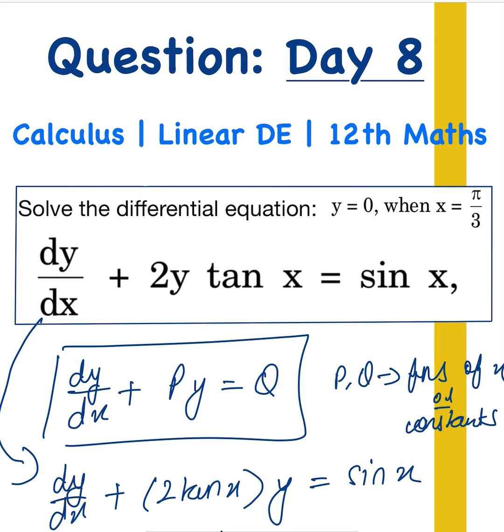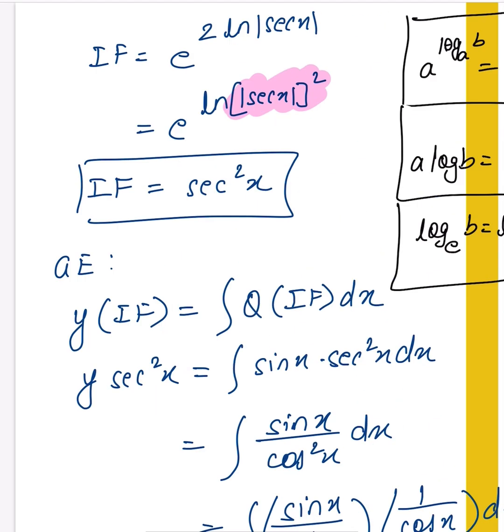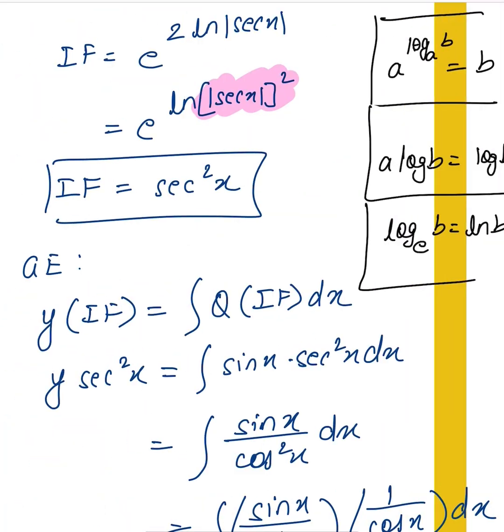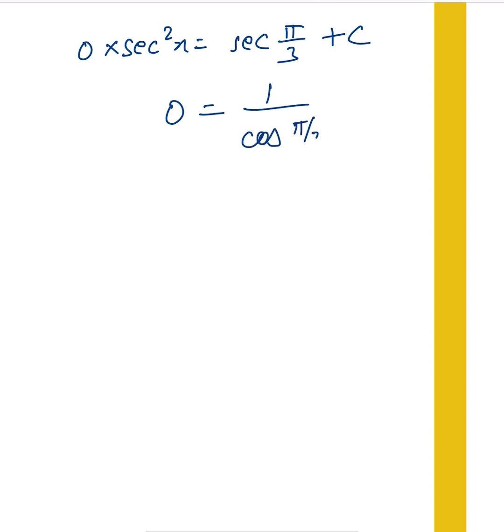When x is pi by 3, y is 0. Okay, so let's substitute. We are gonna write 0 times sec square x will be 0, but still I'm gonna write it: sec pi by 3 plus c. 0 is equal to, what will be sec pi by 3? I'm gonna change it to 1 upon cos pi by 3. If you keep it simple, change everything to sine, cos, and tan. Now, pi by 3, and pi equals 180 degrees, so pi by 3 will be 60 degrees. So technically, what is cos 60? It is 1 over 2.